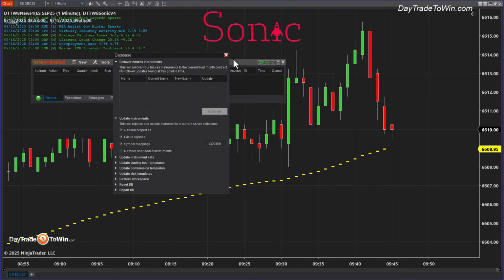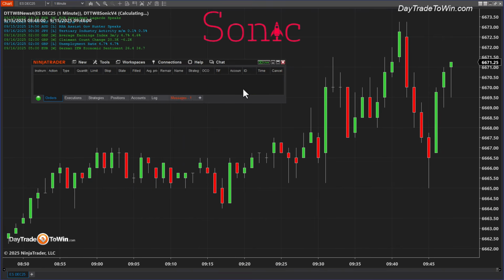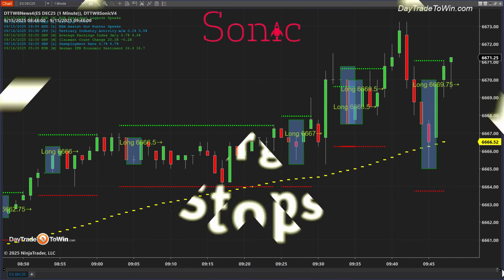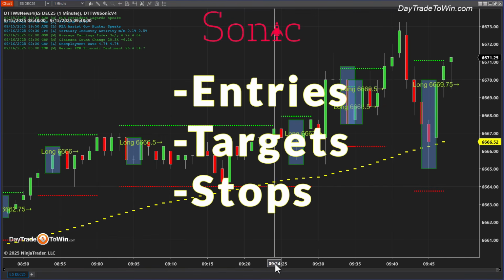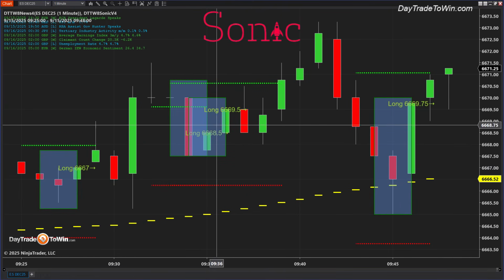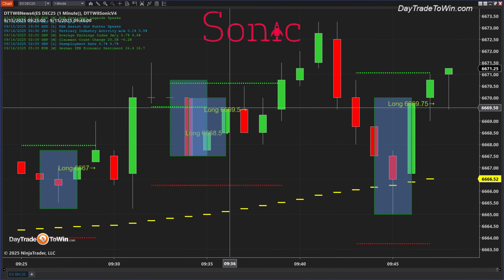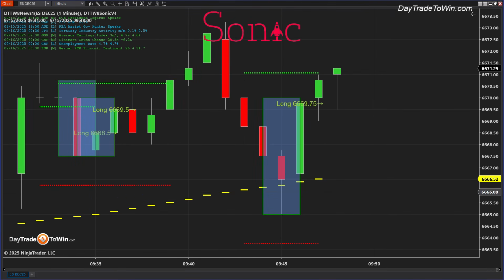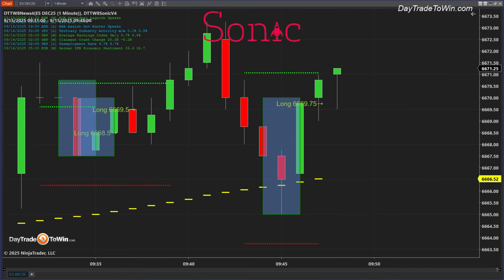So since I already have the Sonic system on my chart, it'll automatically update all the signals, the targets, the stops, the entries. So if you're still trading the September contract, you could see the signals for the September contract. For the December contract, the pricing is a little different because we're in the December contract, but as far as buying or selling, it should be exactly the same.